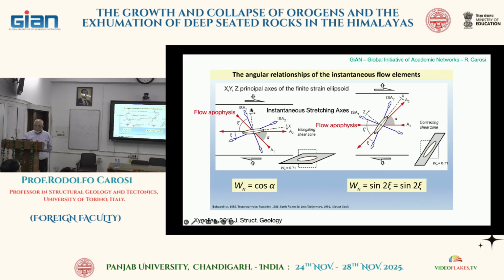And then there are X, Z, and Y, which are the three axes of the finite strain ellipsoid. So there are three kinds of axes. The finite strain ellipsoid, so the X, Y plane marks the foliation. It is the only thing that I observe in the rock. In the rock, I see the foliation, that is the trace of the XY plane. It is a physical thing. The instantaneous stretching axes I cannot see. I can see only some structures related to them.